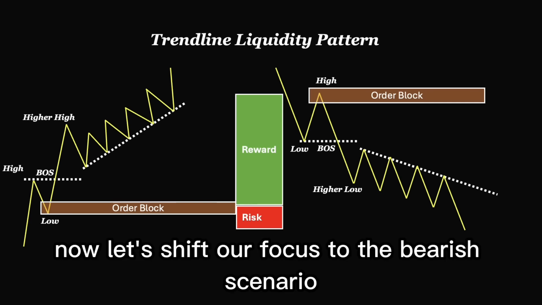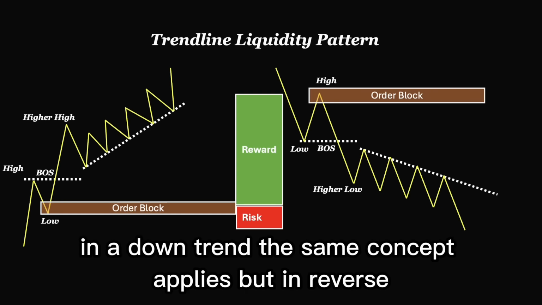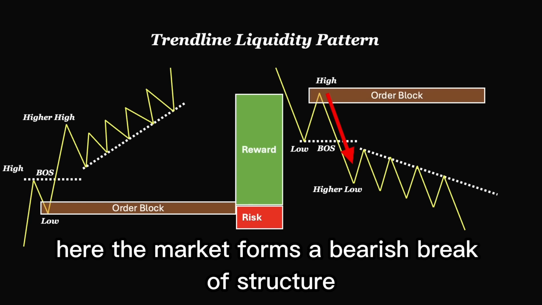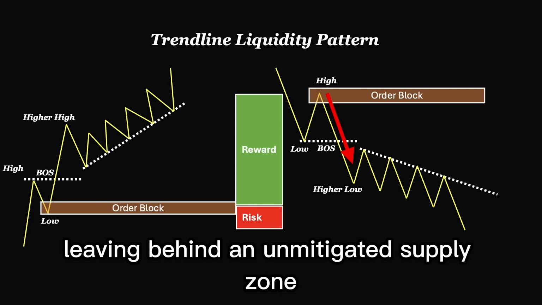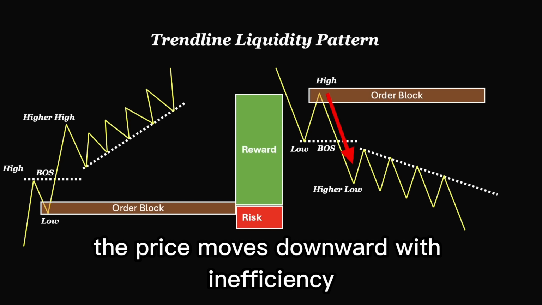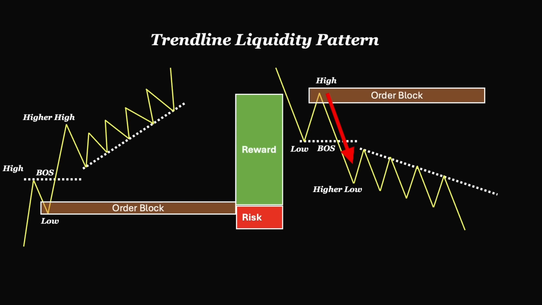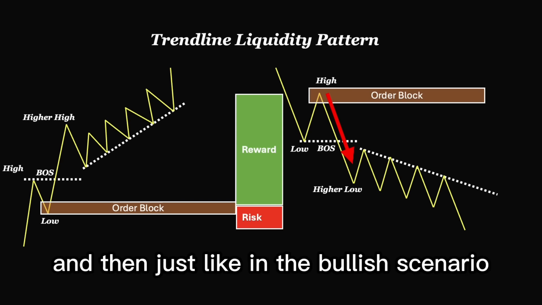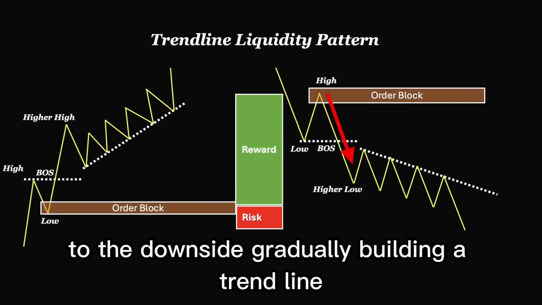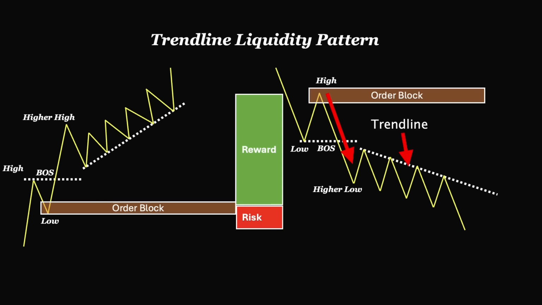Now, let's shift our focus to the bearish scenario and see how this pattern plays out in a downtrend. The same concept applies, but in reverse. Here, the market forms a bearish break of structure, leaving behind an unmitigated supply zone in the wake of the break of structure. The price moves downward with inefficiency, and then, just like in the bullish scenario, it starts creating small breaks of structure to the downside, gradually building a trend line from these minor highs and lows.